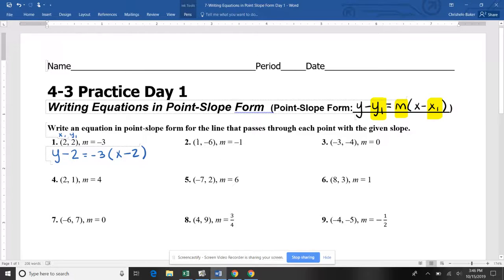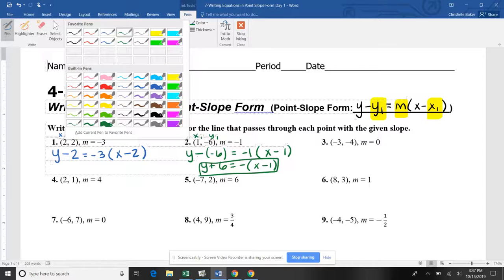Let's try number 2. So x1, y1. So y minus y1 is equal to m times the quantity x minus x1. Now I'm going to clean up this equation just a little bit because I have y minus my y value, and we know that negative makes positive. And then I actually don't need a -1 as my coefficient. I can just leave that as a negative. You can leave it -1 if you want to.